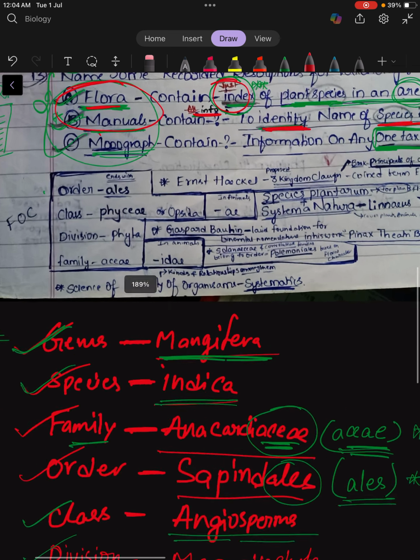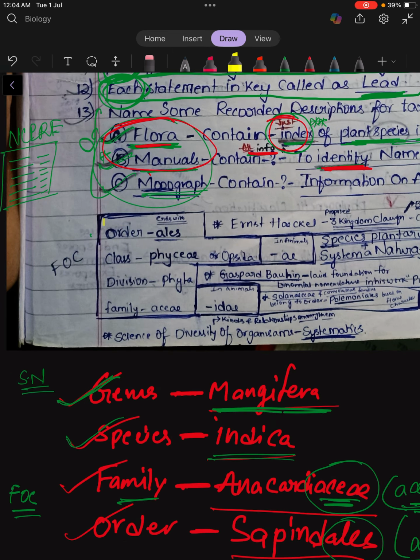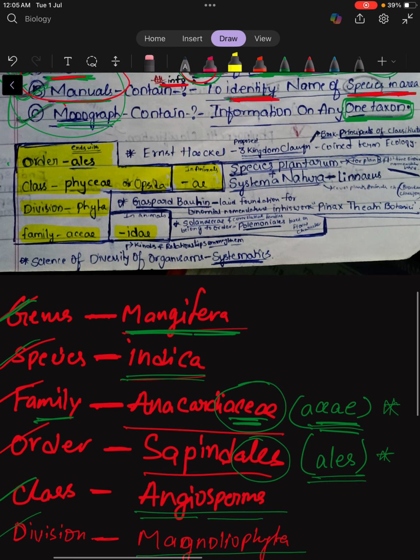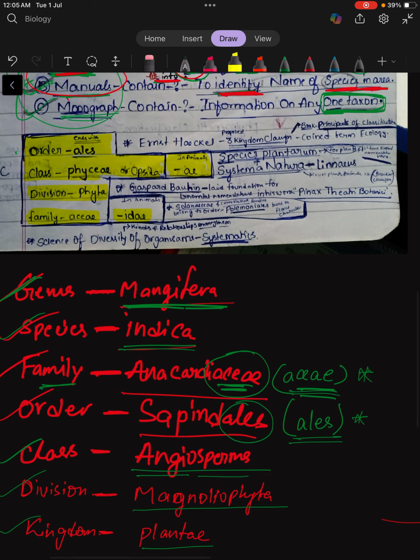So the last one is very important. If it ends with -ales, it shows it's an order. If it ends with -phyceae or -opsida or -ae, they show a class. If it ends with -phyta, it's a division. If it ends with -aceae, it's a family. If it ends with -idae, that's also a family. So in the exam they might ask, which of the following is a family of Mangifera?